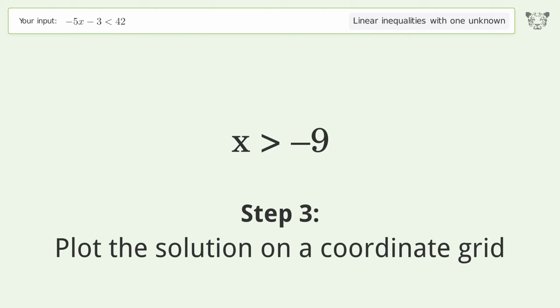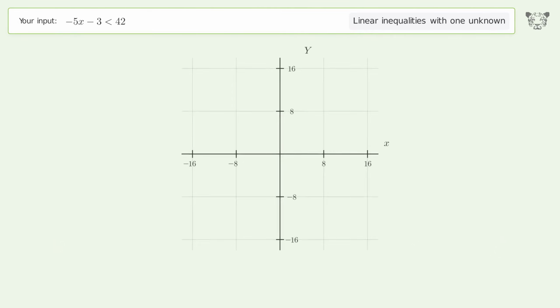Plot the solution on a coordinate grid. And so the final result is x greater than -9.